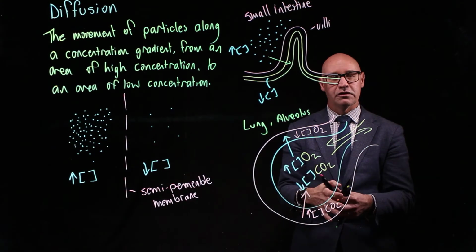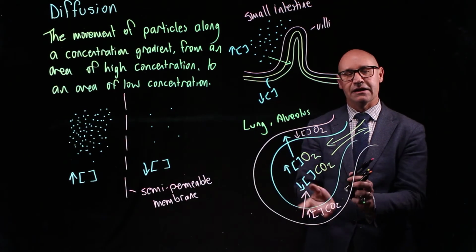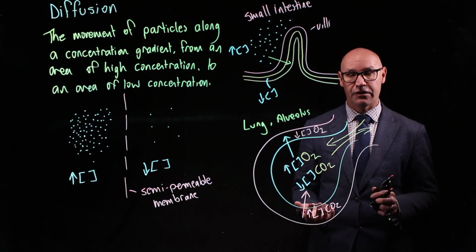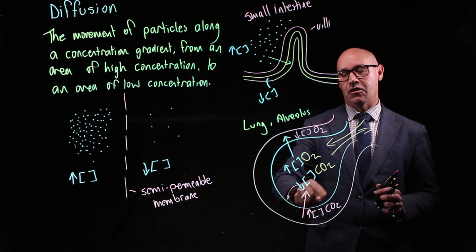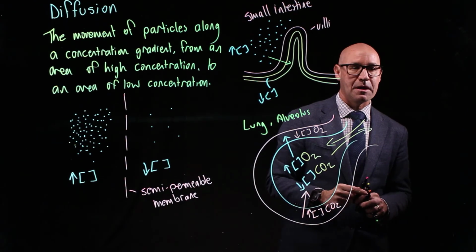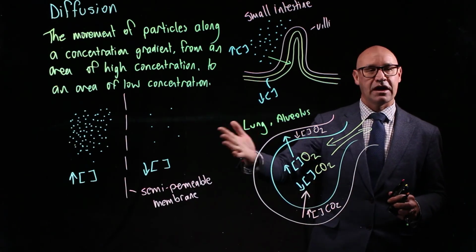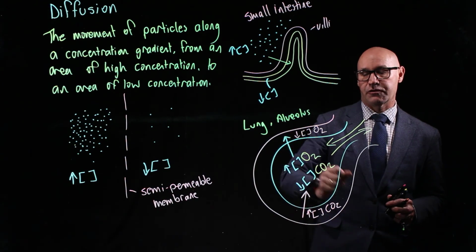Again, of the alveolus there's thousands and thousands of these little air sacs to increase the surface area, and the wall of the alveolus is very, very thin. It's a semi-permeable membrane that allows the transfer of the oxygen and the carbon dioxide through the membrane.